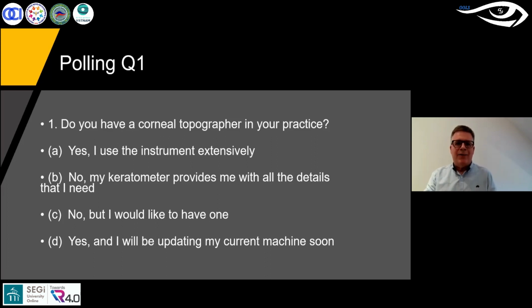So before we go any further with this, we're going to have our first little poll now. I think Fakhruddin's got the handle on this. So there's 4 questions here. Do you have a corneal topographer in practice? So the answers here are yes, I use the instrument extensively. No, my keratometer is all I need. No, but I'd like to have one. And yes, I've got one, but I'll be updating it pretty soon. So let's have the answers. There are no right or wrong answers with this one. It's just a very, very simple poll.